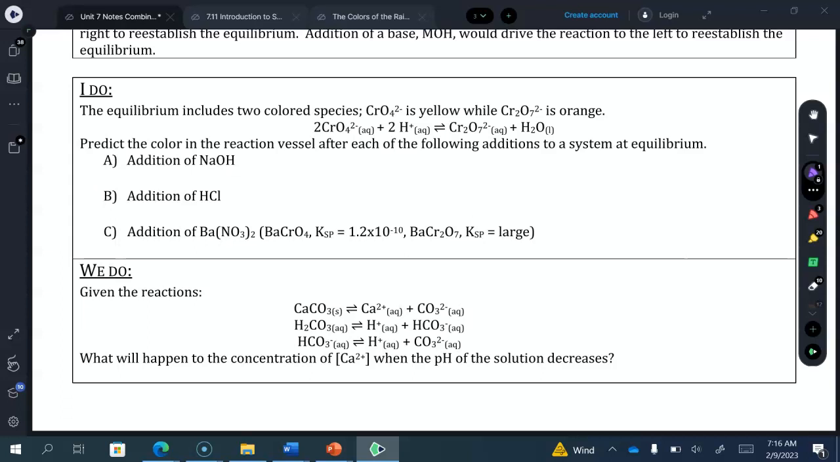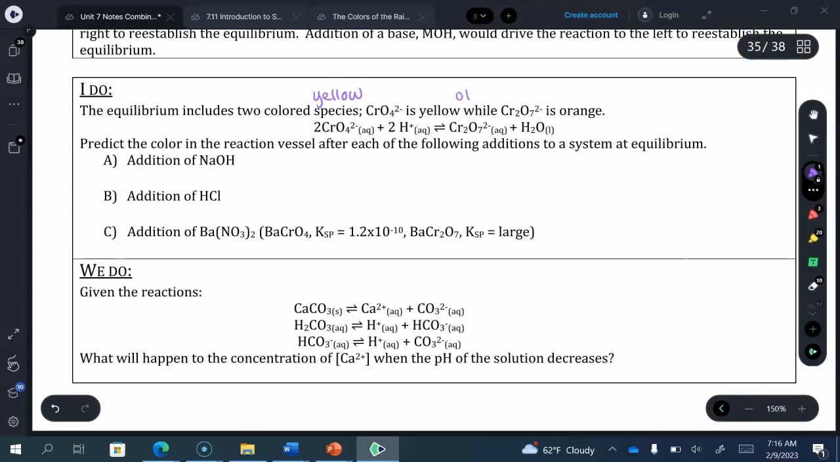Okay, so the equilibrium includes two colored species. The chromate ion is yellow while dichromate is orange. Predict the color. So this one's yellow over here, and over on this side it's orange. Predict the color of the reaction vessel after each of the following additions to a system at equilibrium.